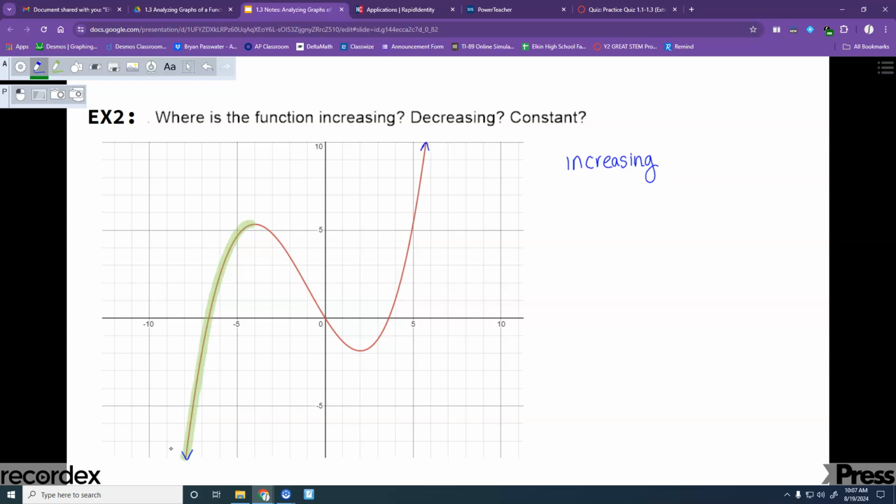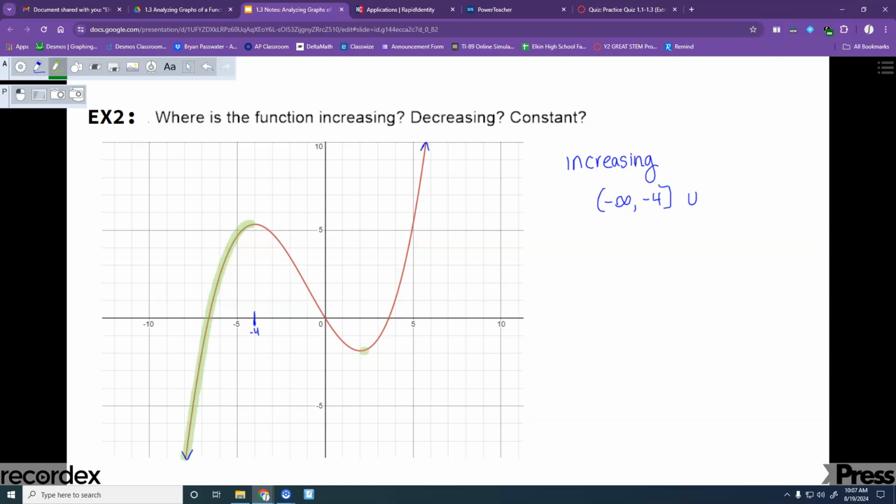So negative infinity to where? Negative 4. So we'll have negative infinity up to negative 4. It's negative 4 right here, because you're looking at the x-axis right here, so you'll have negative 4 right there. And then let's just skip over to the other increasing part.